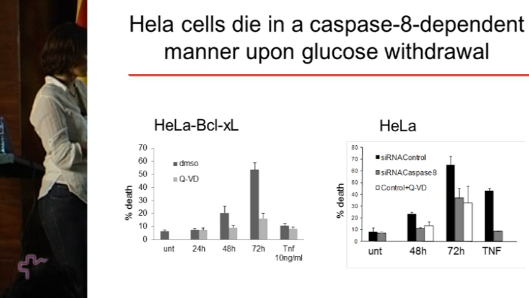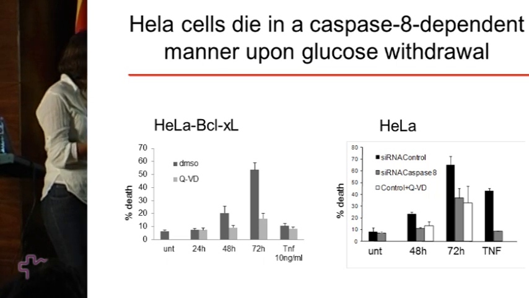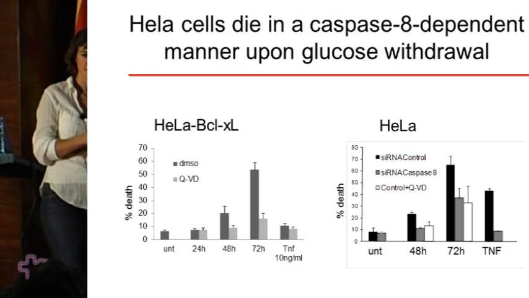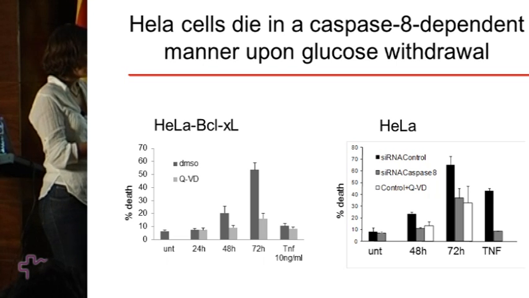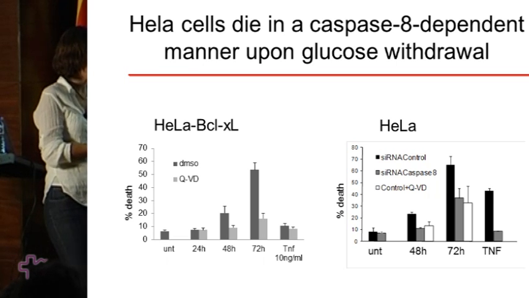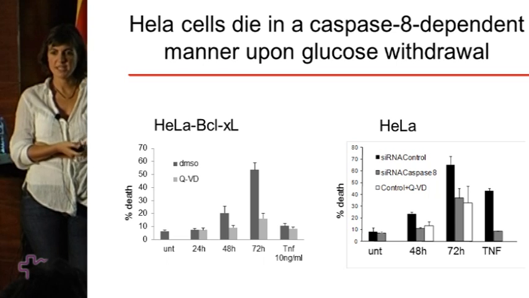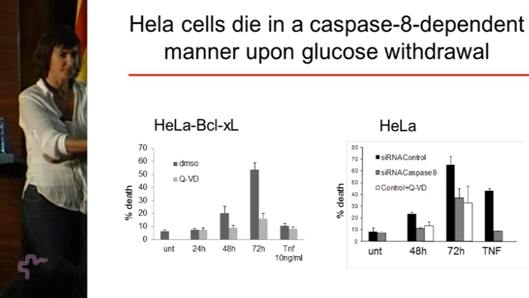We know that these cells for sure are incapable of undergoing death through the mitochondrial pathway, and they still die by apoptosis. But moreover, regular plain HeLa, not the ones that have the mitochondrial pathway forcibly inactivated, die in a caspase-8 dependent manner. There's a necrotic component here. Caspase inhibitors don't prevent death completely, but knocking down caspase-8 is the same as using caspase inhibitors. So normal plain HeLa die in a caspase-8 dependent manner when deprived of glucose.